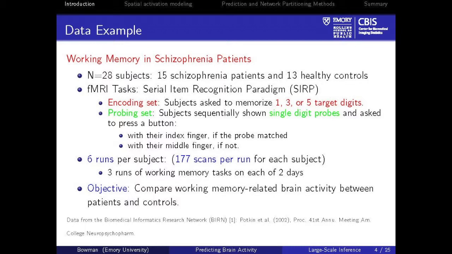Okay? So each of the cases was run separately, where we have 1, 3, or 5 digits, and for each one of them there were 177 scans, and subjects were brought back in for rescanning on a different day. So in total, there were over 1,000 scans per subject.